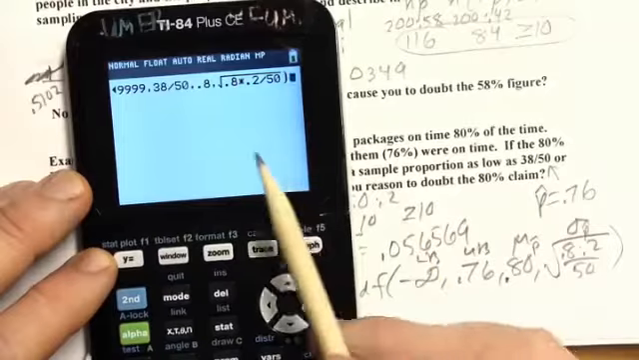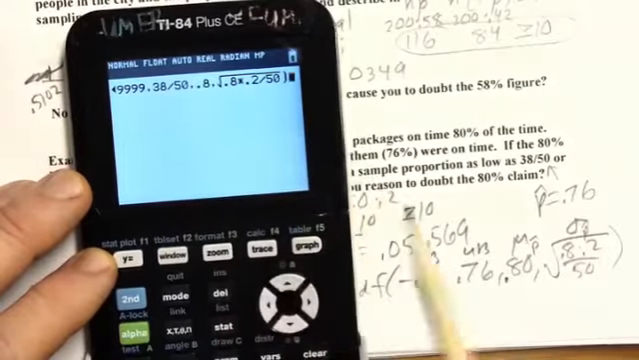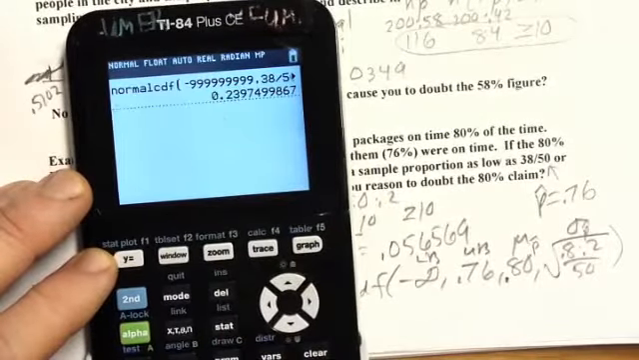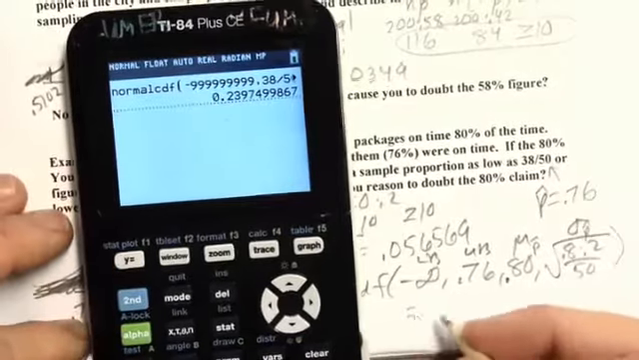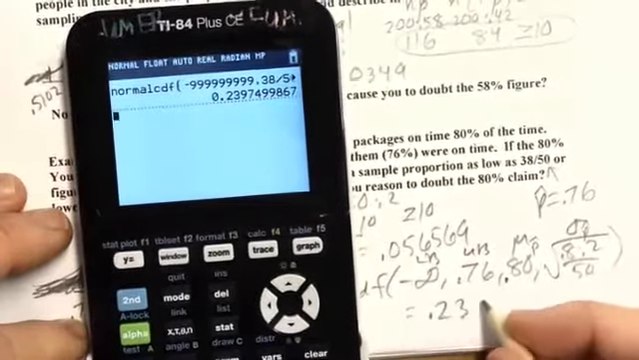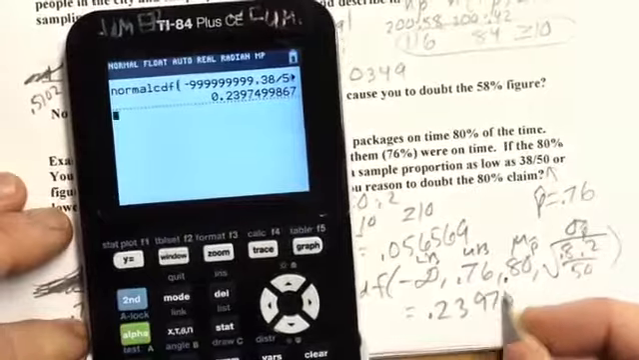And some calculators will immediately take you to this screen. So you just enter those numbers, separated by commas. And so we get that this is 0.23975.